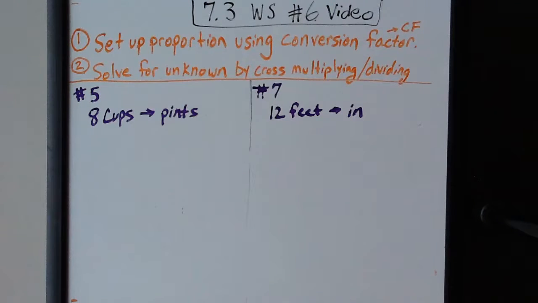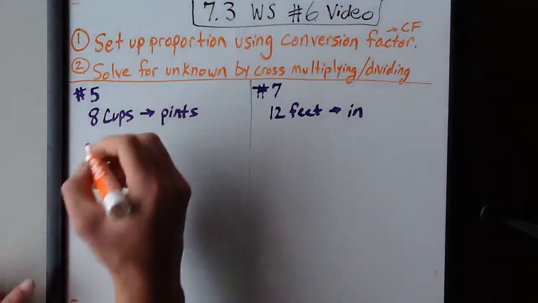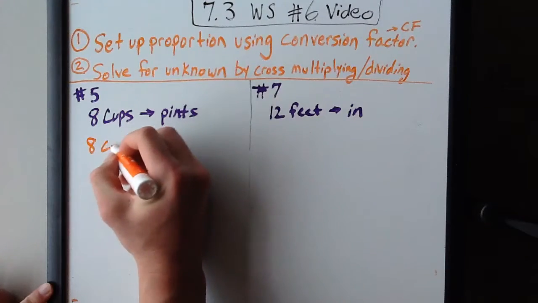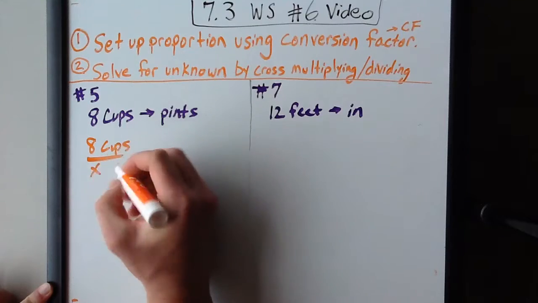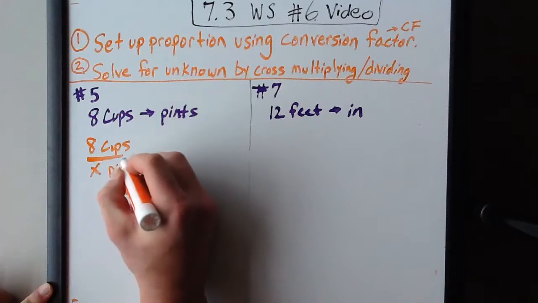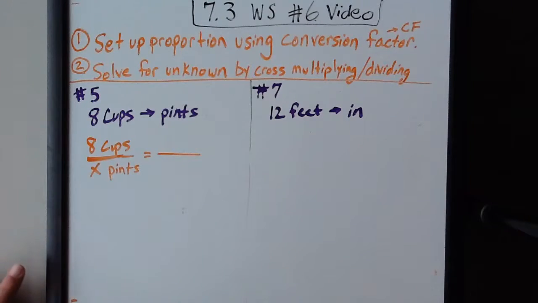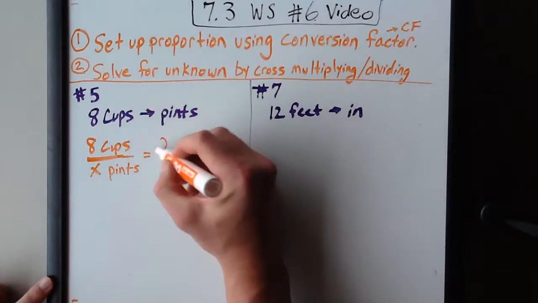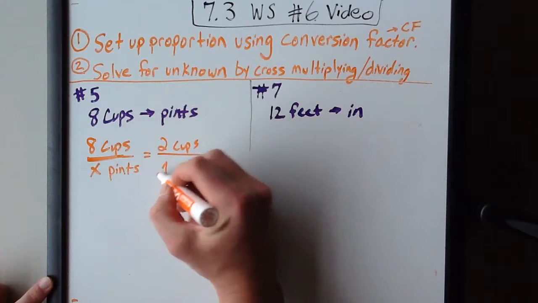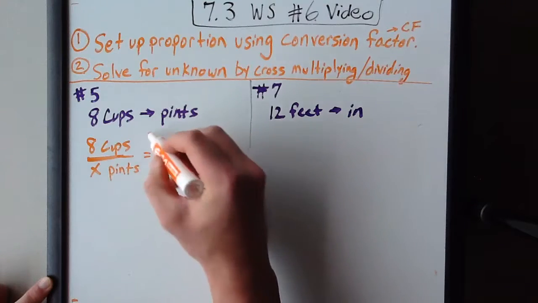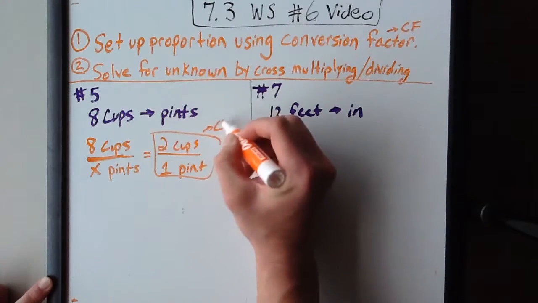It says Peter needs 8 cups of water for his drink mix. How many pints is this? So we're converting 8 cups to pints. So let's write our ratio of 8 cups, put cups on top, to some number of pints. I need to know how cups and pints are related. Well, there are 2 cups in 1 pint. So this would be my conversion factor, my CF.